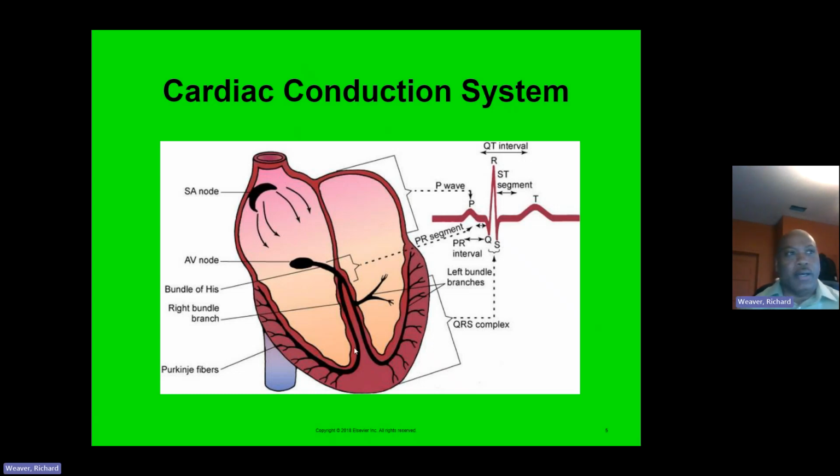And as we know, cells require oxygen, nutrients, minerals, and electrolytes like calcium and sodium and potassium and so forth. So our cells, even in the heart, in the conduction system, require these essential items in order to function well and carry out their job, right?